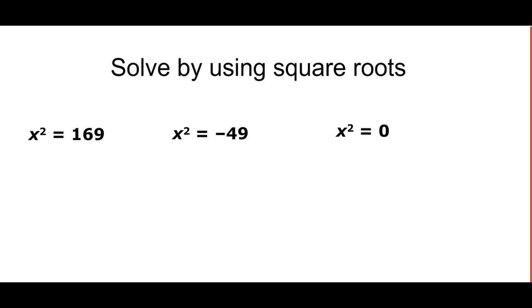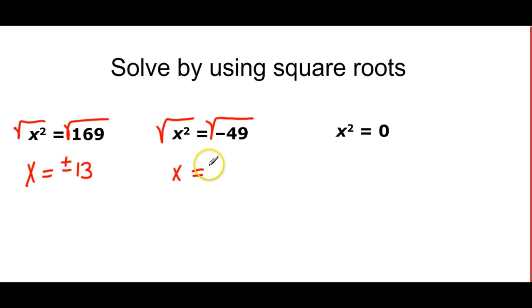If you have x squared is equal to 169, then to solve this, you would simply take the square root of both sides. The square root of x squared is x, and the square root of 169 is plus or minus 13. Okay? If we were to take this one, the square root of x squared is x, and here we are trying to take the square root of a negative 49, which is impossible. That is no solution, no root, cannot be done. You can only take square roots of positive numbers, never a negative number.